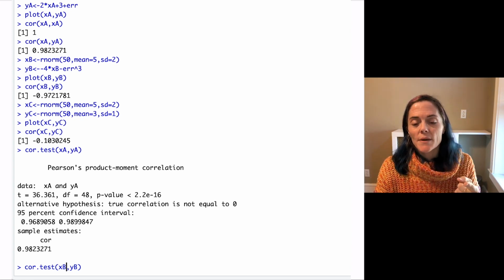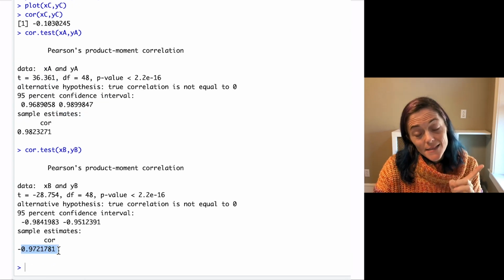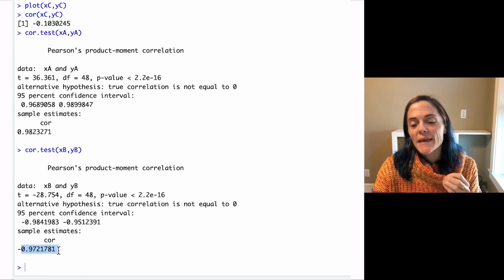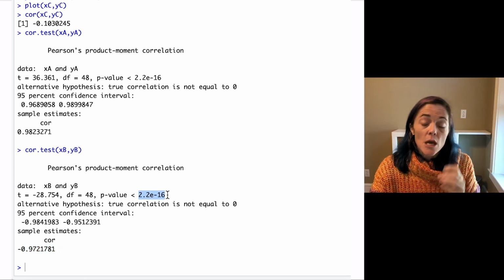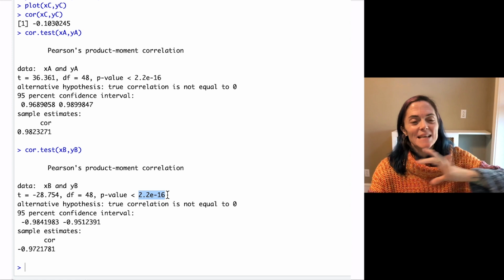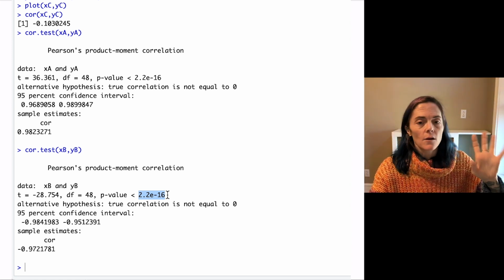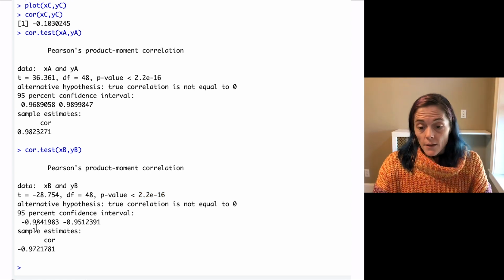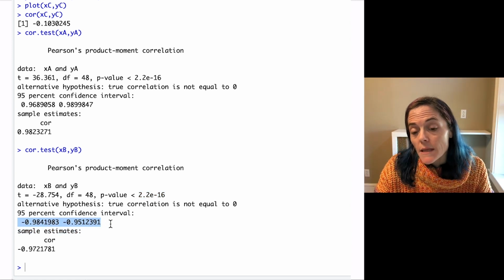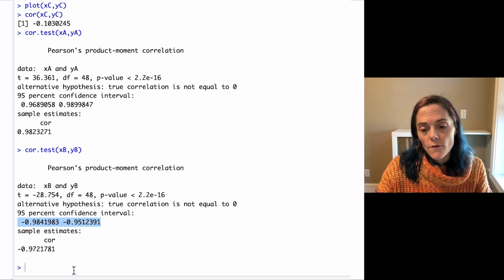We also see this 95% confidence interval for the population correlation coefficient. The next example we saw was example B, where we had this negative slope. This was the sample correlation coefficient that we calculated. Once again, we have this very small p-value. So in both cases, example A, example B, we reject the null and we conclude the population correlation coefficient is not 0. We also see this 95% confidence interval for the population correlation coefficient.